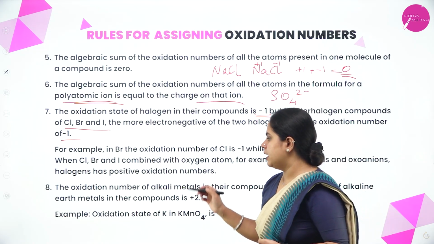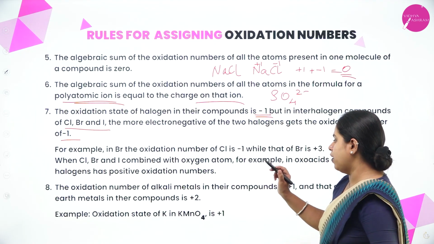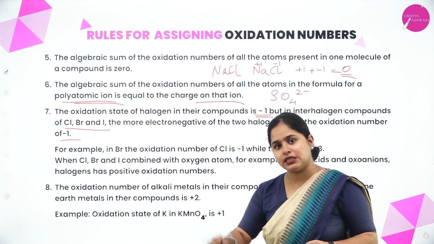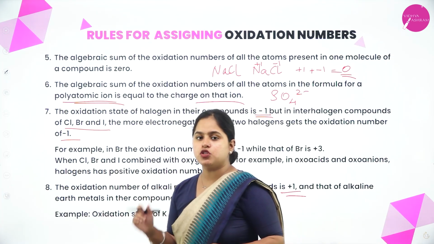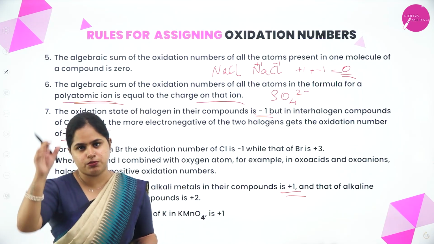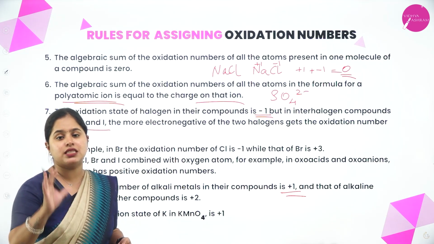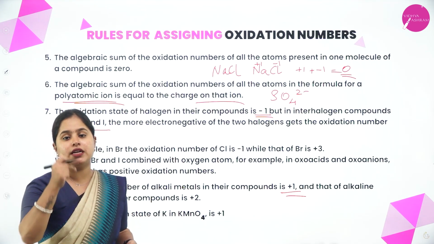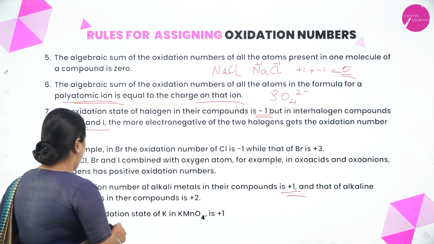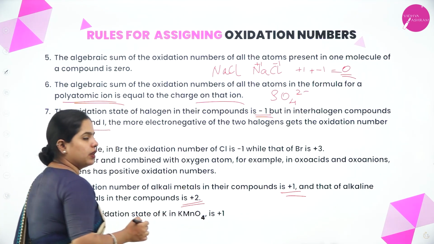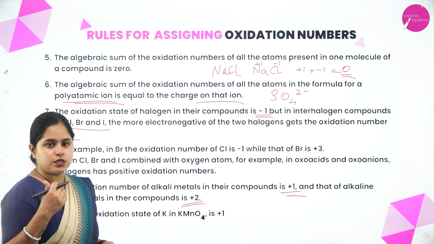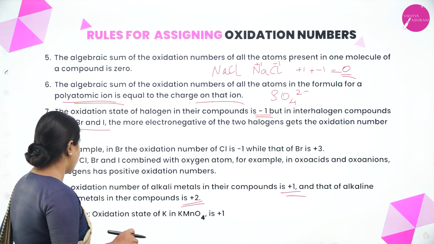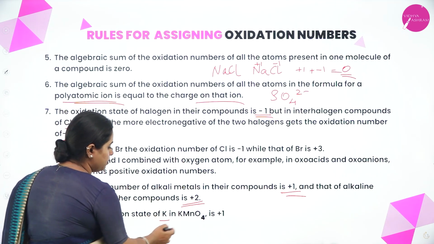Okay. The next one is the oxidation number of alkali metals in their compounds is +1. Alkali metals are the first group metals: lithium, sodium, potassium, rubidium, cesium, francium. The first group elements always have oxidation number +1. And the second group, that is alkaline earth metals, always have oxidation number +2. That is beryllium, magnesium, calcium, strontium, barium, radium. It will be +2. So, for example, the oxidation number of potassium in KMnO4.